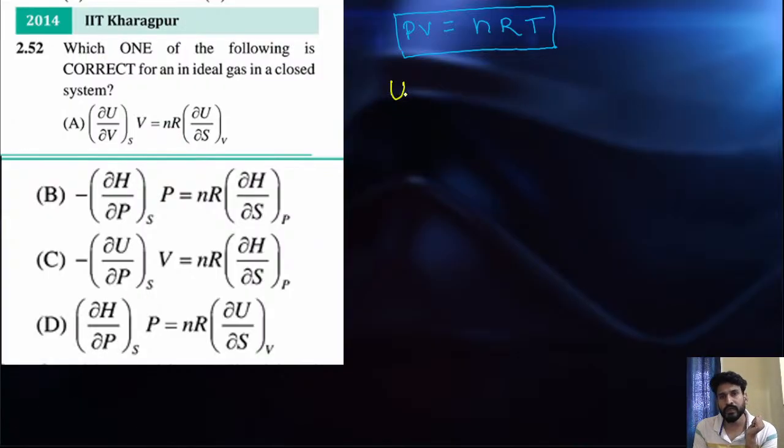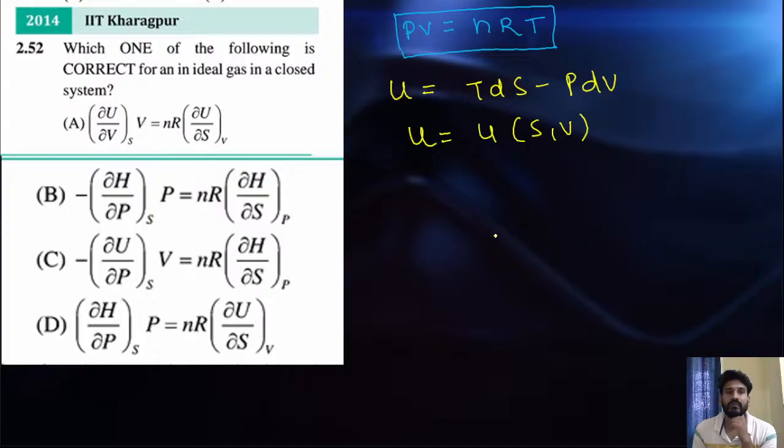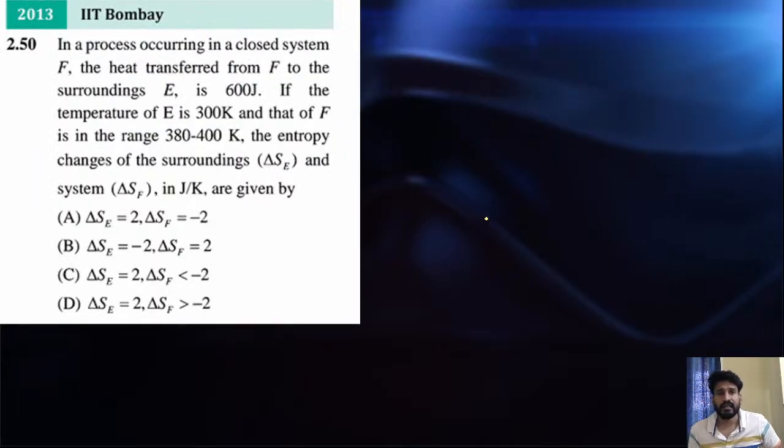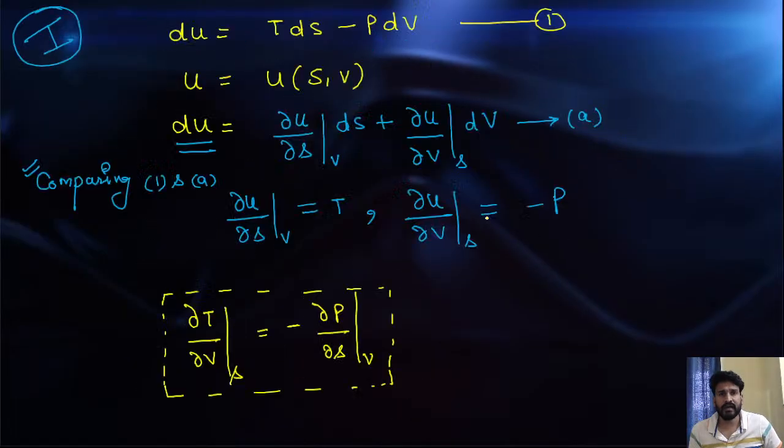I know my U equation. What is my U equation? TdS minus PdV. So it is obvious that U is the function of entropy and the volume. Right? It is clear to you. I will not repeat it again and again. We have already done this part.